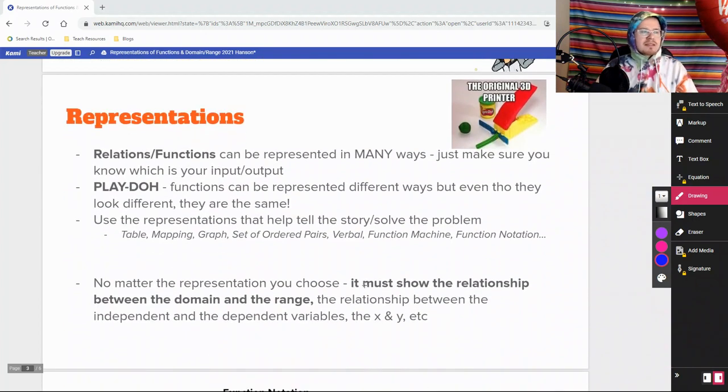So representation. I mentioned play-doh. I consider functions like play-doh. You can represent them in all different ways. It doesn't change what you're looking at. It doesn't change the data set. It doesn't change the points. You just can show it in many different ways.